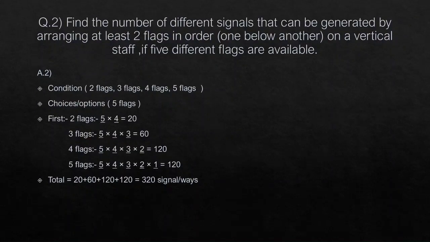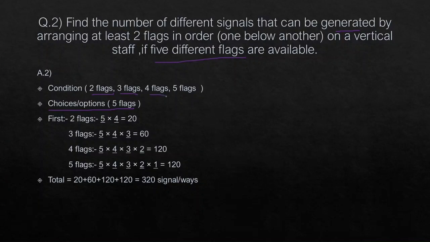Now the next question says: find the number of different signals that can be generated by arranging at least 2 flags in order, one below another on a vertical staff, if 5 different flags are available. Now the choices that we have are 5 flags, and the condition says that one signal should include at least 2 flags. It can be more than that.